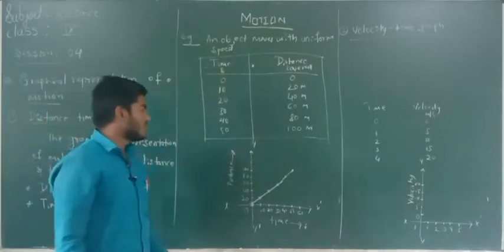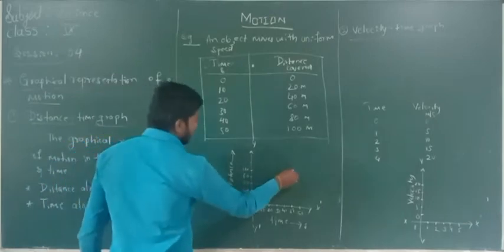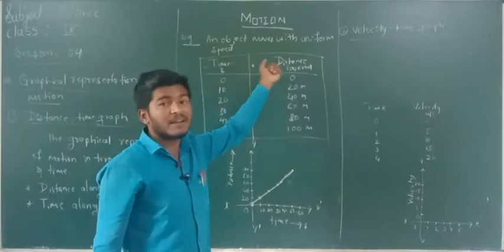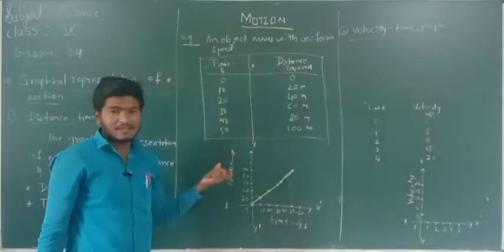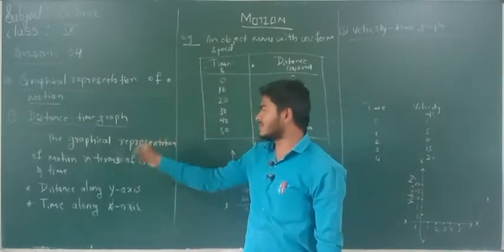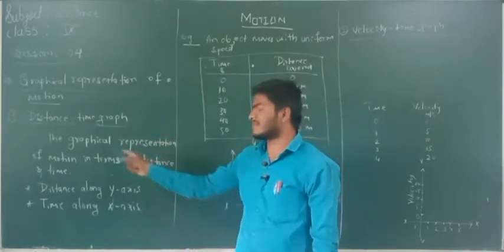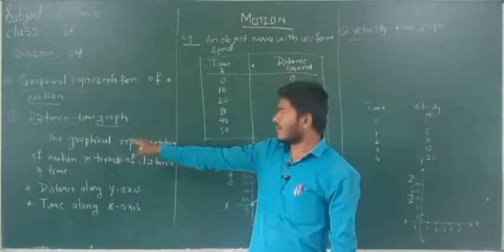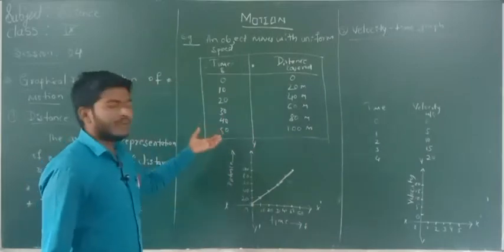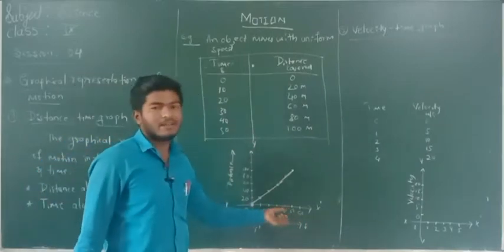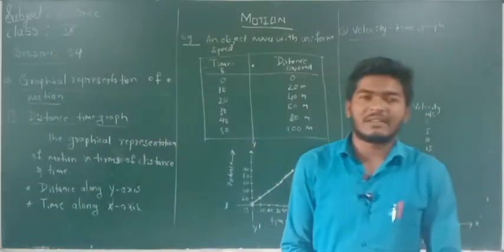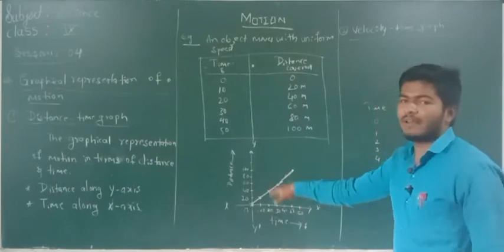Have you understood? Here the graph is a straight line. This straight line represents uniform speed. The car has a uniform speed. Is it clear? What is meant by the distance time graph? The graphical representation of motion in terms of distance and time is known as the distance time graph. Along the y-axis we take distance, and along the x-axis we take time. By the given data, we represent the motion of the car graphically.